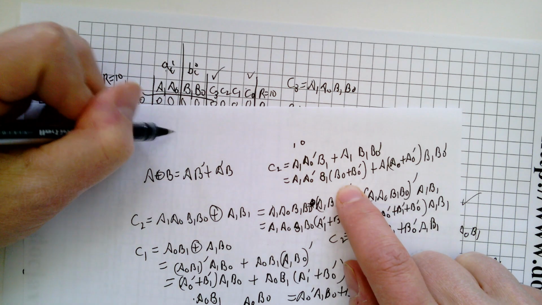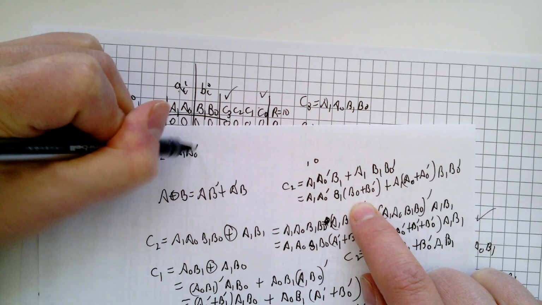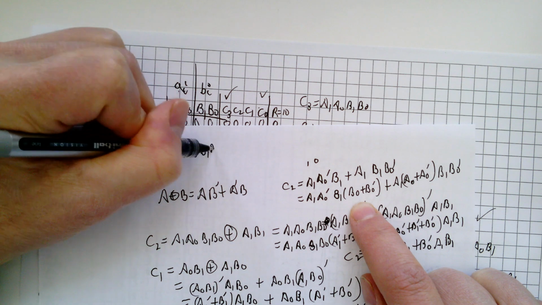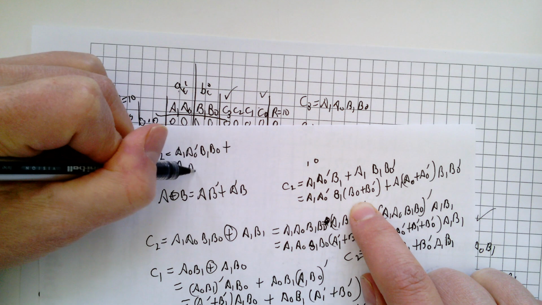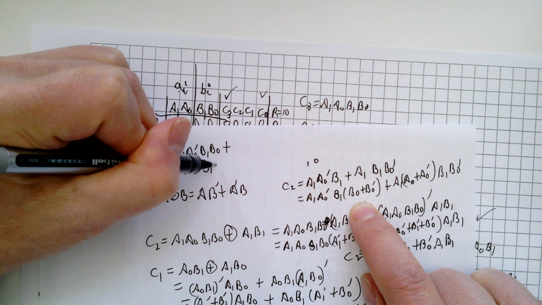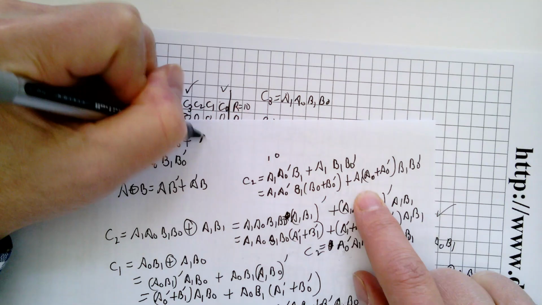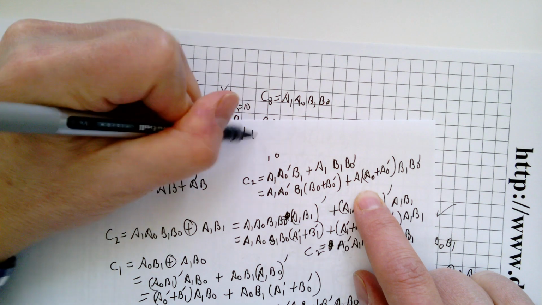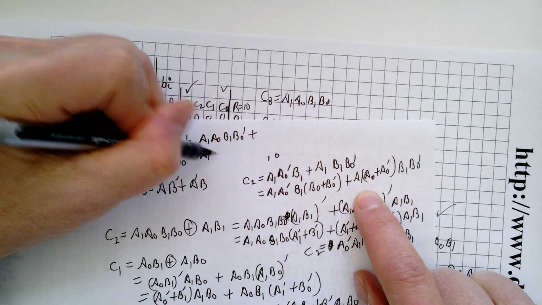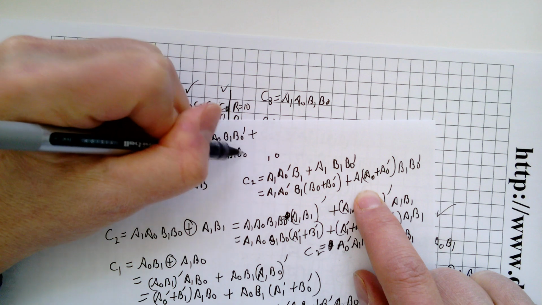So if I do it that way, then what I end up with is C2 equals A1, A0 prime, B1, B0, or A1, A0 prime, B1, B0 prime, or A1, A0, B1, B0 prime, or A1, A0 prime, B1, B0 prime.